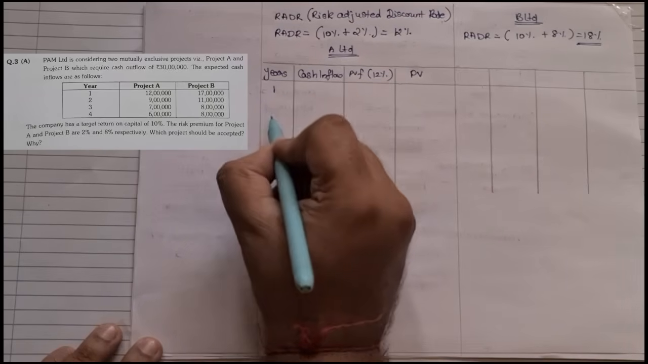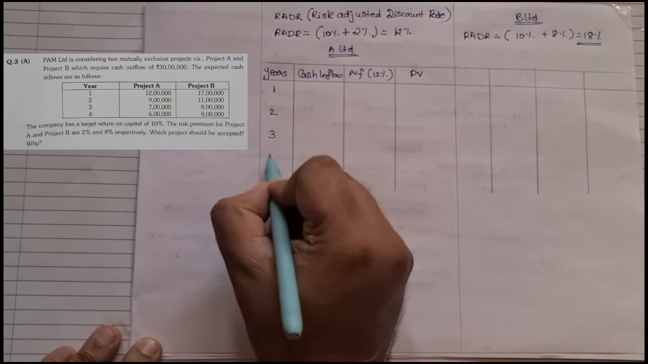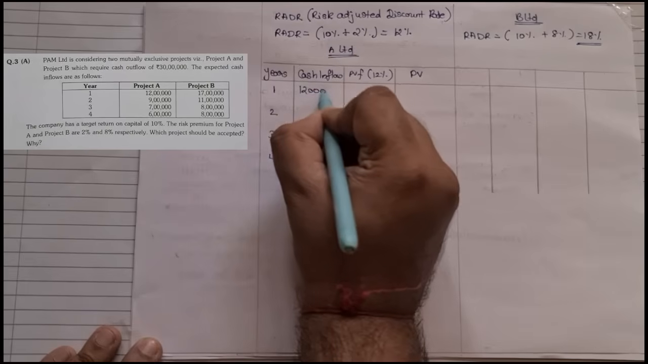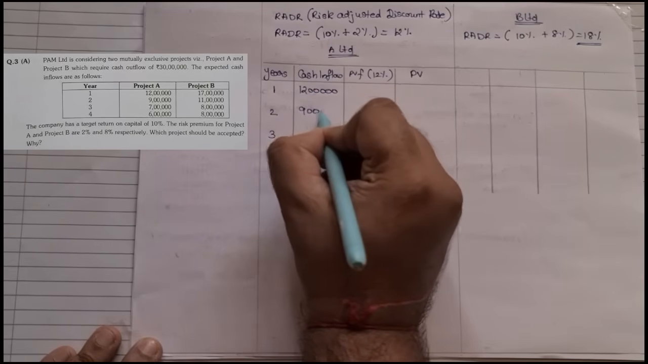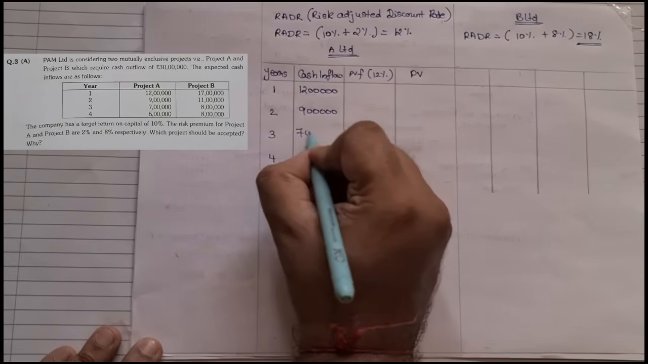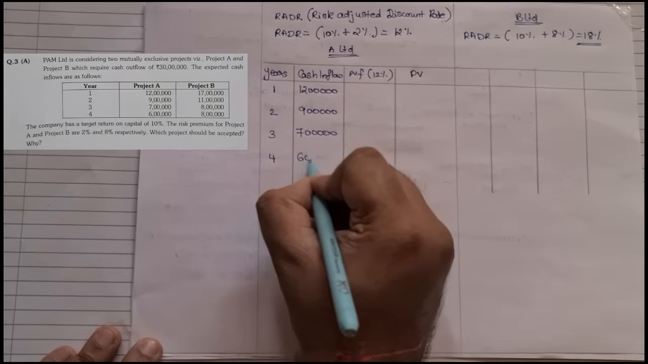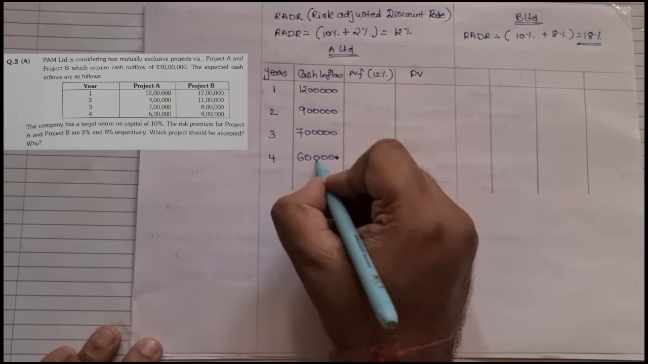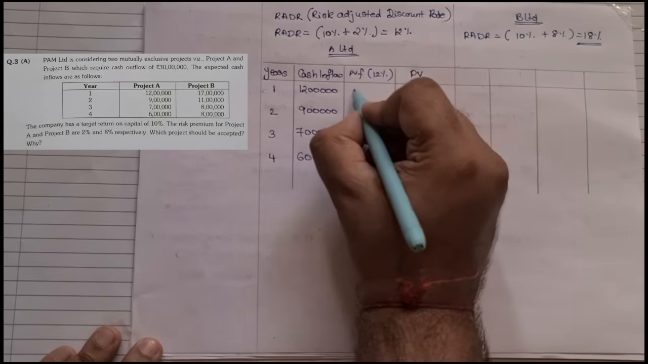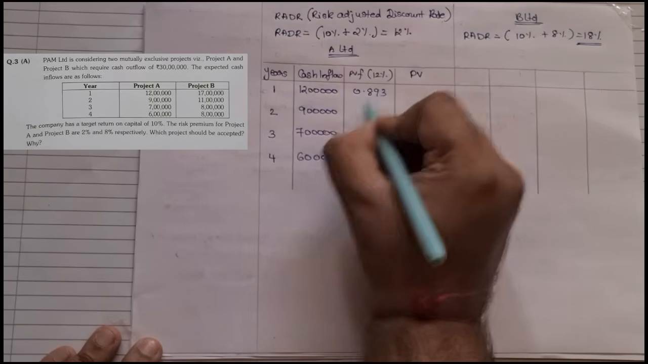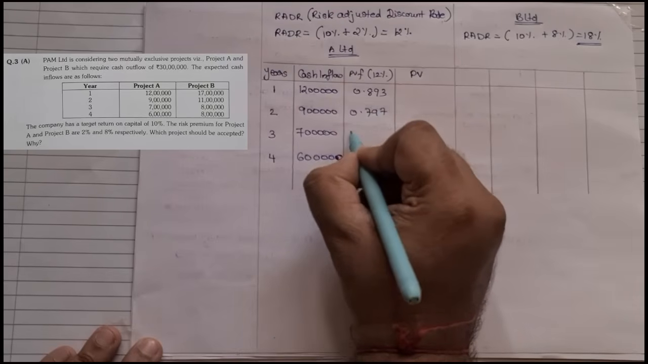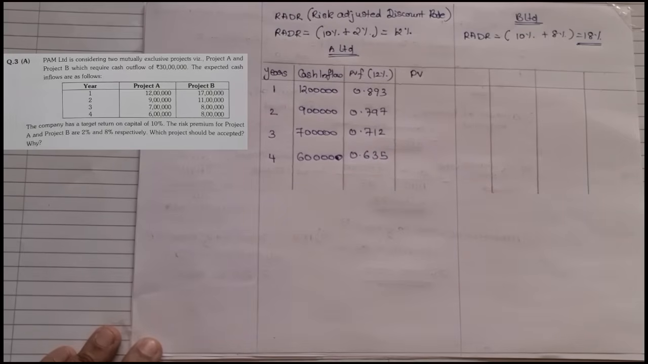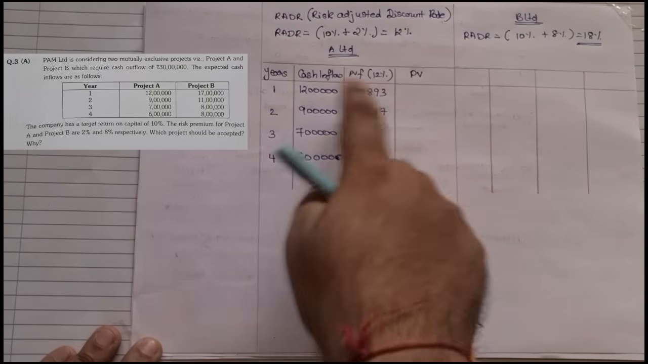So I have 4 years, 1, 2, 3 and 4. The cash inflows are given as 12 lakhs, 9 lakhs, 7 lakhs and 6 lakhs. The PV factors that we calculated: the first one was 0.893, 0.797, 0.712 and 0.635. Now very simple, we just have to multiply.